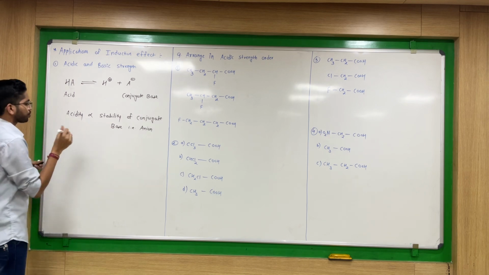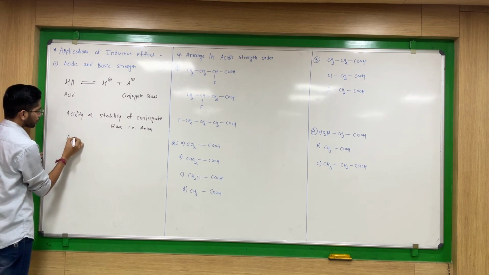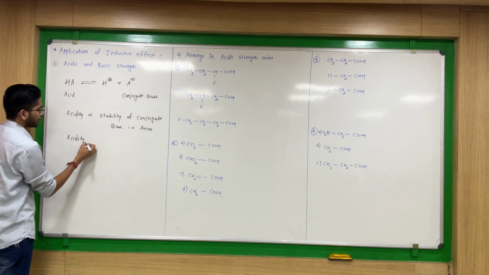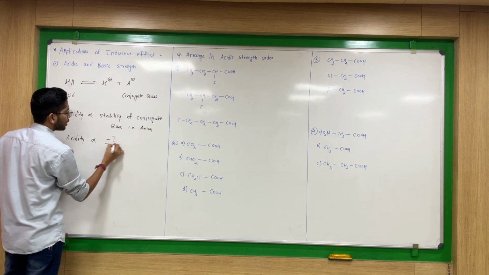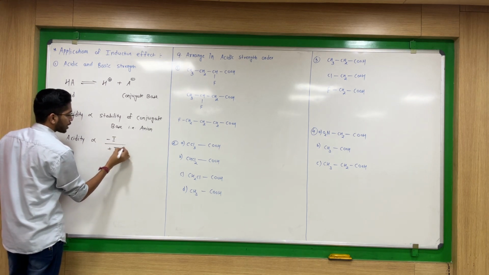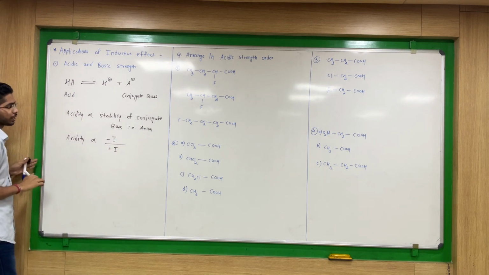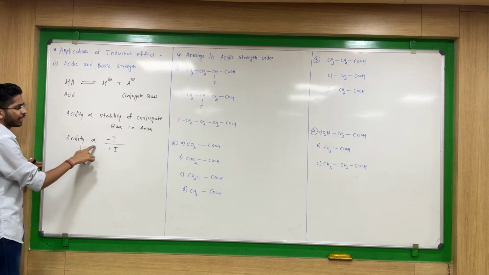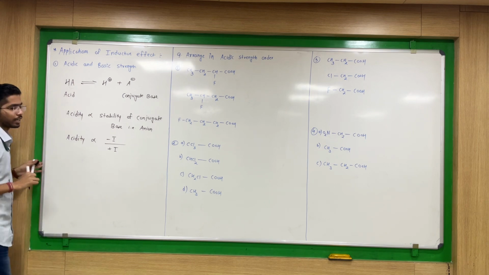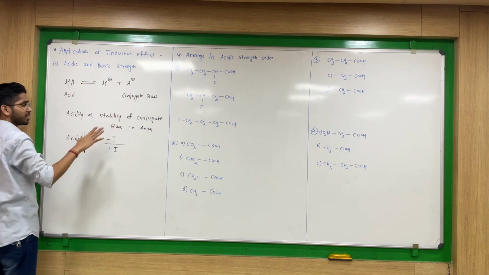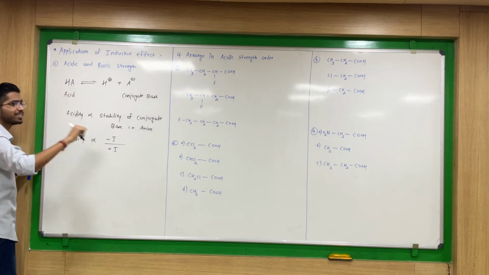So I can say here acidity, or acidic strength, is directly proportional to the minus I effect and inversely proportional to the plus I effect of the group. This is what I require for acidity. Acidity is directly proportional to the minus I effect and inversely proportional to the plus I effect. Why? Because if A minus is there, negative charge is there, and I have to decrease that negative charge.